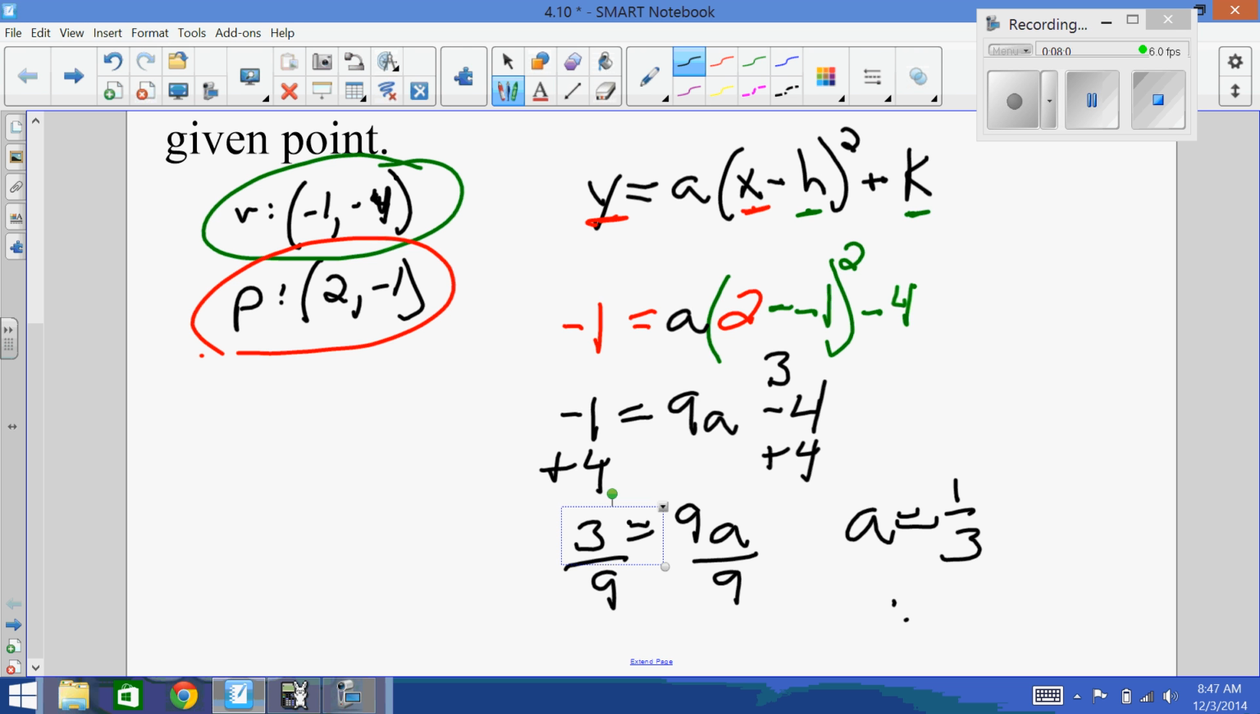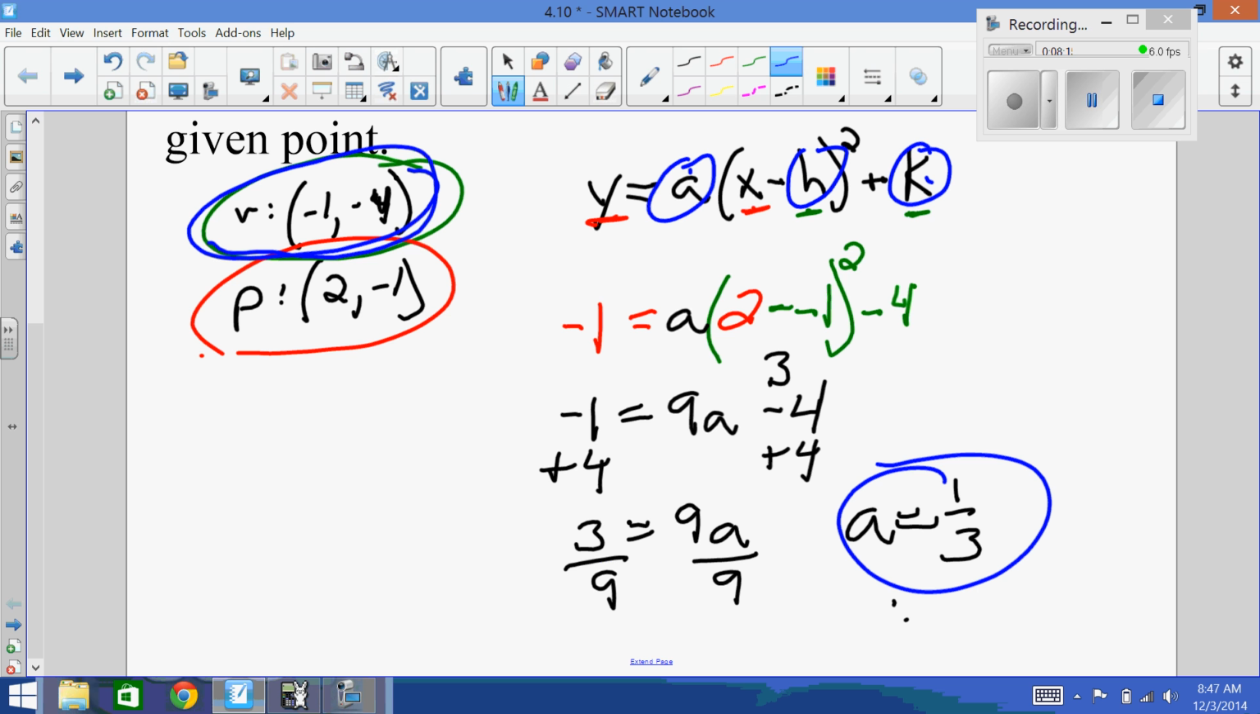All right, so now what we do next is write our equation. So we're going to use the vertex again, because that gives us our h and our k, and a is our a. So here we go. So y is equal to a, which is 1/3, times x minus -1, so that's plus 1, quantity squared, minus 4. And there's your answer.